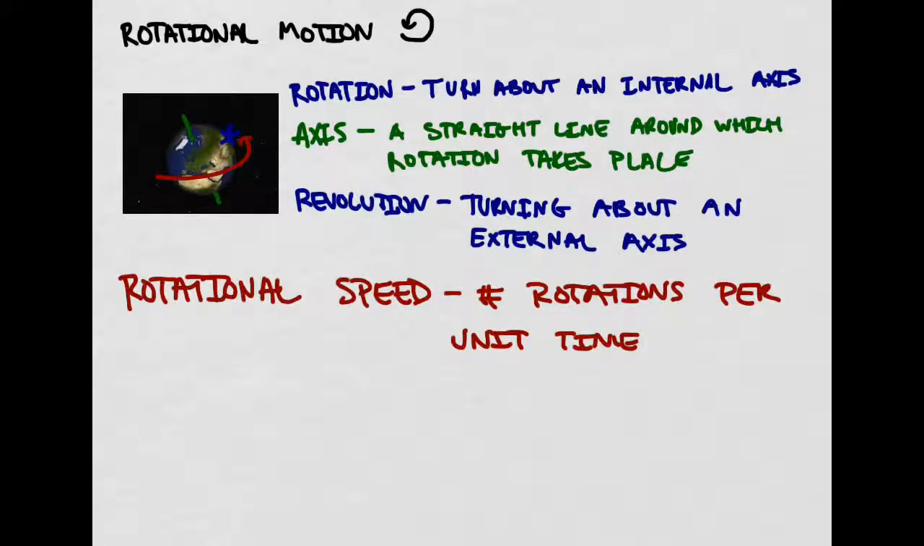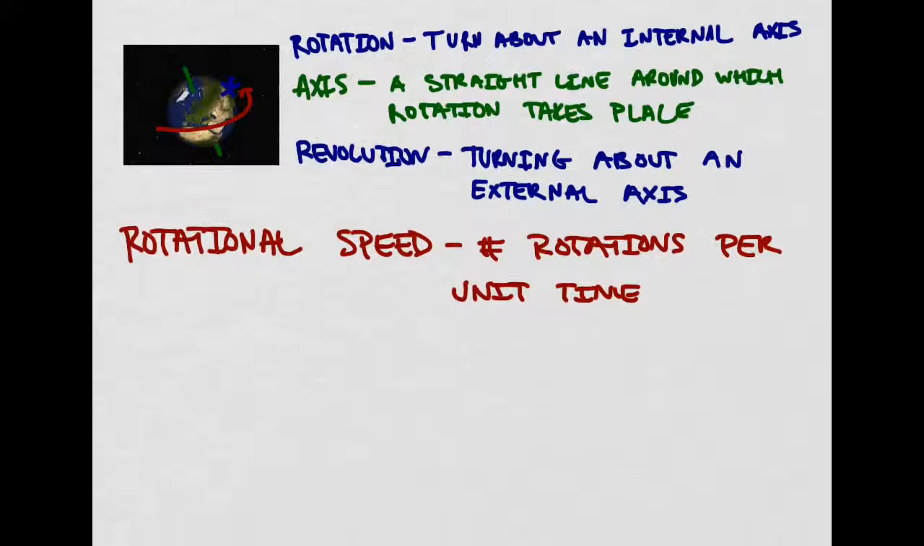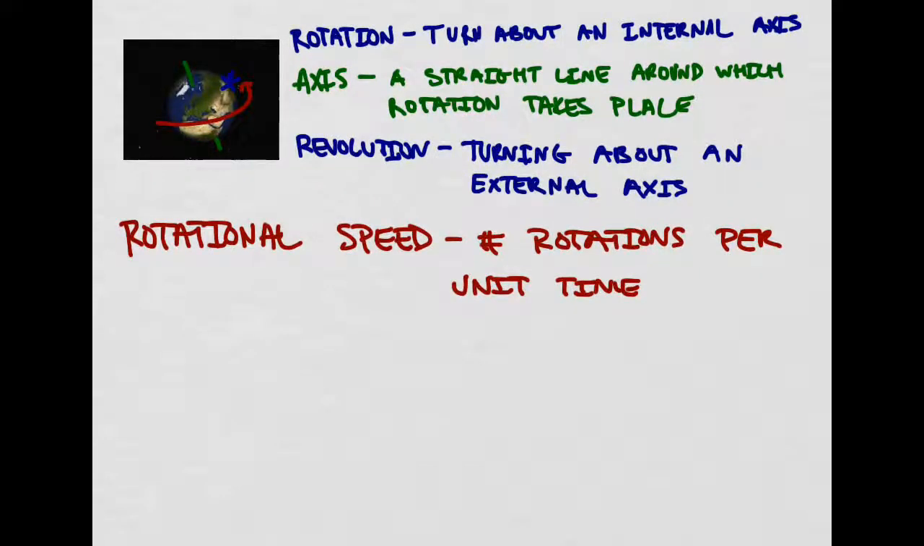Now, rotational speed is one thing, measuring the number of rotations, or the number of revolutions that occur within 24 hours, which is one for the Earth. Linear speed is another thing, and linear speed measures the distance per unit time. I'm going to write that down here.